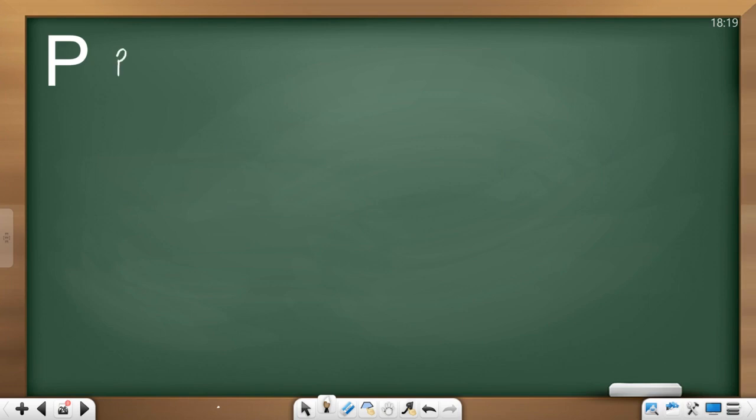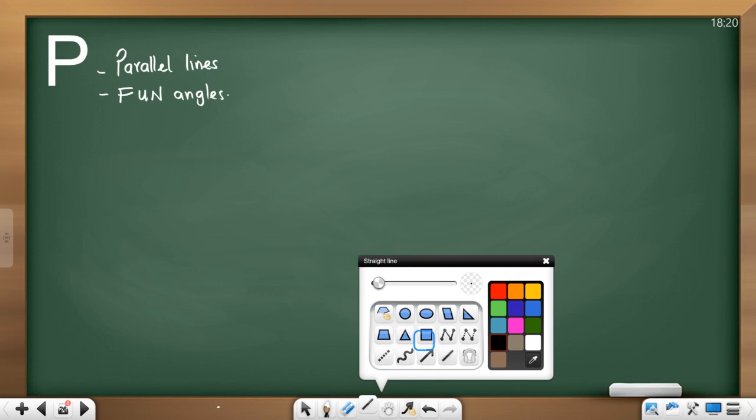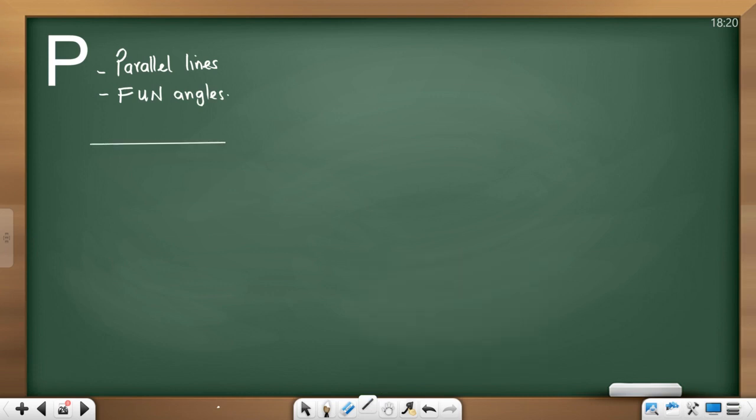What does P stand for? Parallel lines. Oh, this is a concept repeated over the years. Grade 7, grade 8, grade 9, grade 10, and now we are in grade 11. When we look at parallel lines, what are we looking at? We are basically looking at our fun angles, if you remember that. Okay, so let's quickly clear the air on the fun angles.